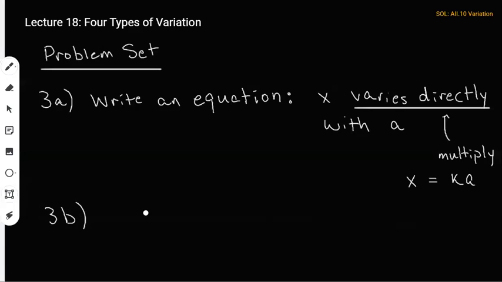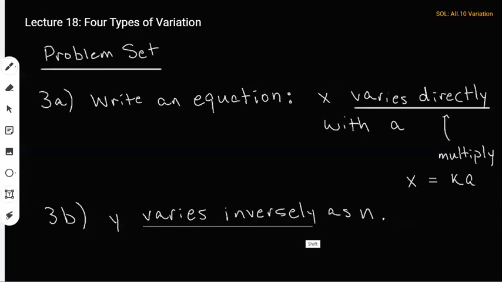All right, let's try 3b. This one says y varies inversely as n. So for this one, we have two different variables. We have a y and an n. Since y is varying inversely, we're going to be dividing, because that's what inverse means.